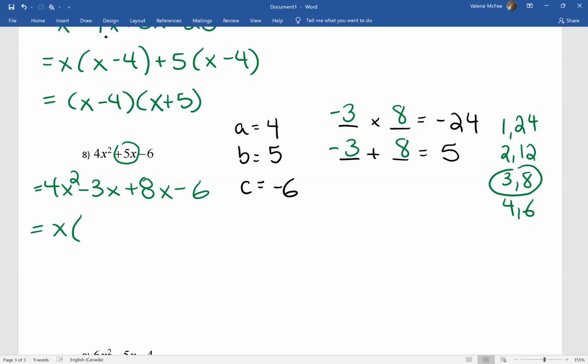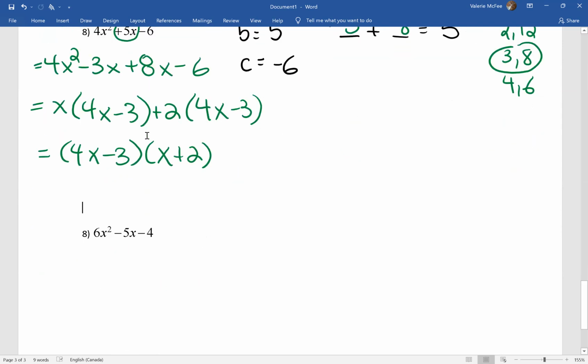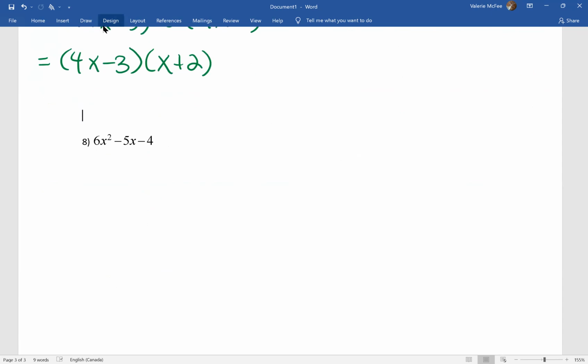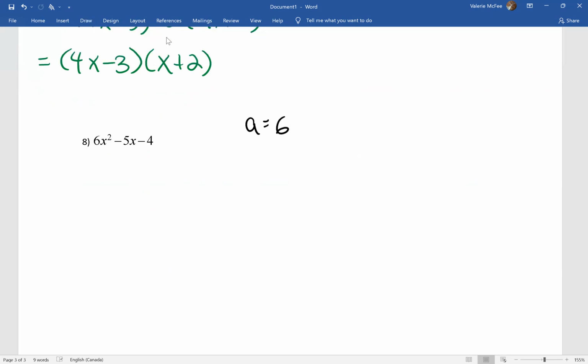X is common in the first two terms. Plus 2 is common. So we have 4x minus 3 times x plus 2. And the last one. Although I hope it's not the last one that you practice, because this is an important process that we're going to use a lot in the following weeks for this class.